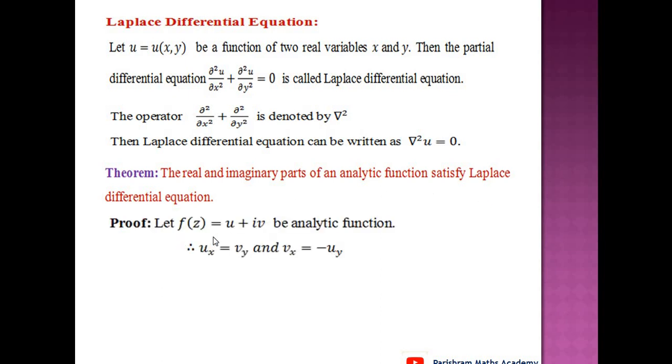Proof. Let f(z) = u + iv be an analytic function. Here u is the real part and v is the imaginary part of f(z). As f(z) is analytic, u and v satisfy the CR equations. Therefore ux = vy and vx = -uy. Now, from the first equation ux = vy and from the second equation uy = -vx, therefore uxx = vyx and uyy = -vxy.